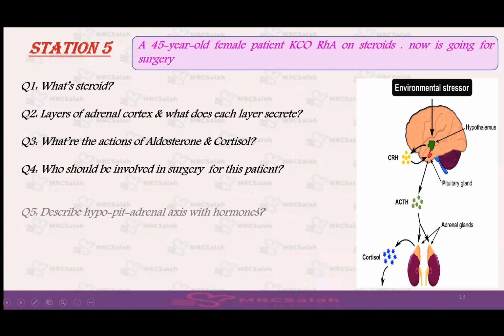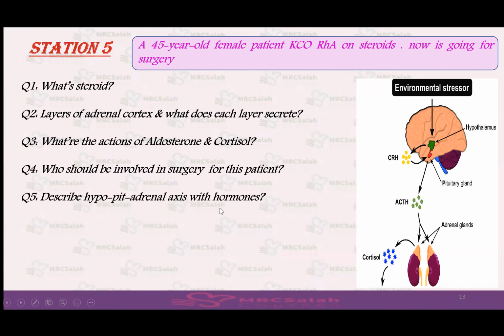Who should be involved in surgery for this patient, Dr. Mustafa? Endocrine specialty. Describe the hypothalamic pituitary adrenal axis with hormones and negative feedback.